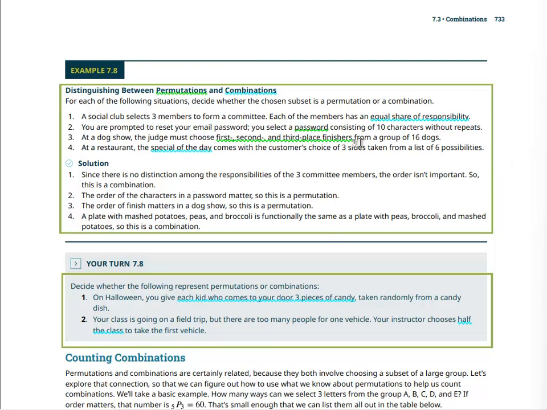First, second, and third place finishers, that kind of gives it away. That's a permutation. Here you have to look at the entire sentence to figure out, oh, special of the day. It really doesn't matter how I arranged my 3 sides when they're presented. So it's a combination. Of course, maybe I'm particular, so I want to put these 3 sides in a certain order. Now I got a permutation. But usually when it's served, it's a combination.